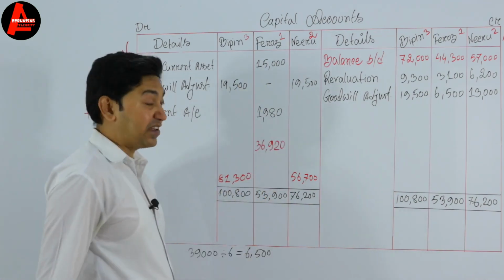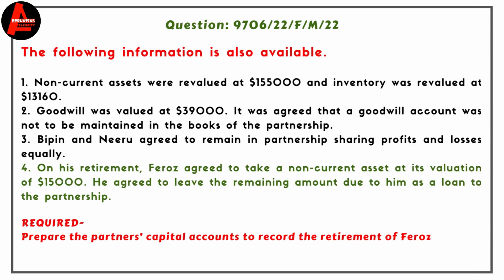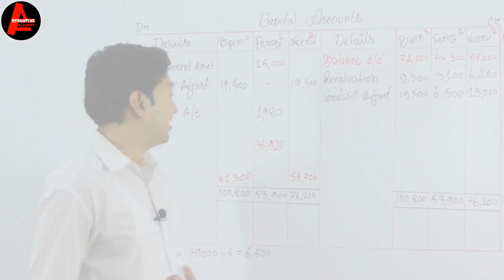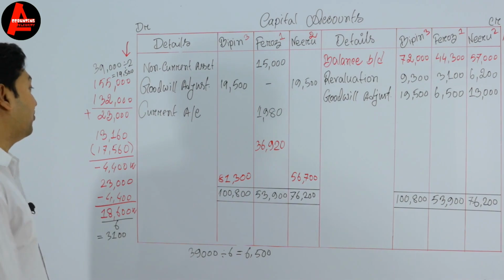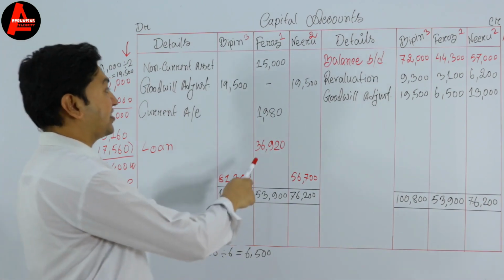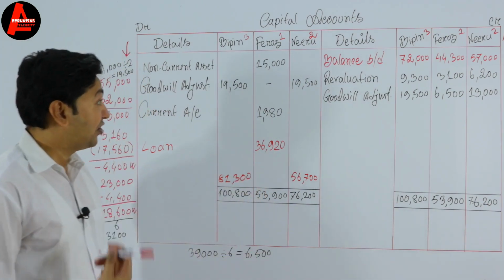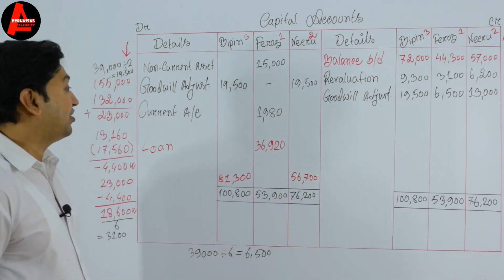Why did we write this balance on this side? On the question we have an adjustment. Let us have a look at adjustment number 4. On his retirement, Firoz agreed to take a non-current asset at its valuation of $15,000. He agreed to leave the remaining amount due to him as a loan to the partnership. So this is the loan amount, and we write here loan, L-O-A-N. It is $36,920. For this, he has to take only $15,000 from the non-current asset. So now, what are these two amounts?